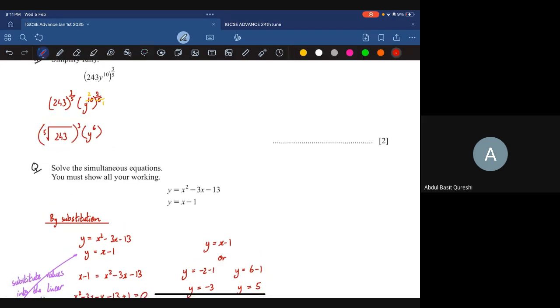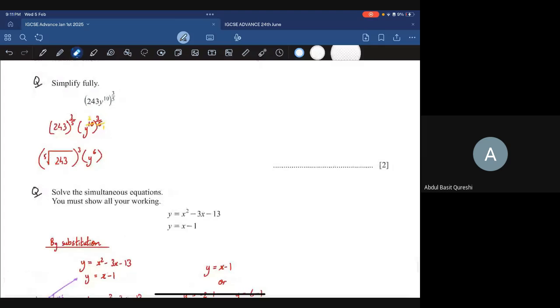Clear? Now what's going to happen is that you're obviously going to have to figure this one out. Under the fifth root, the fifth root of 243 is what, guys? Under root of 7, I think. No, I don't really know. 3. Under root of 3? Yes. Okay.